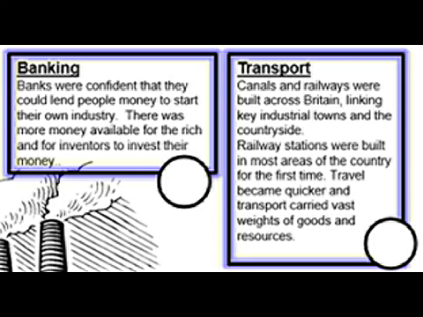Another important factor was related to money, to banks and the banking system. Banks in England were confident that they could lend money, all the necessary money, to start a new business, a new industry, a new factory. There was more money available for the rich, and especially for those inventors who invested their money on new machineries, such as the engines.